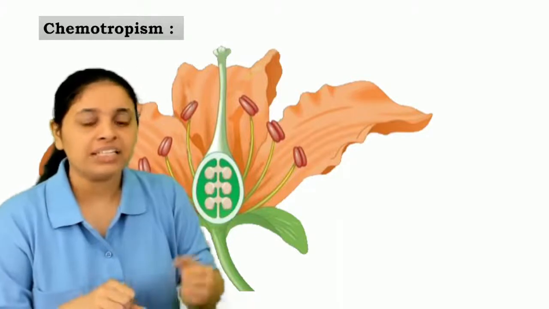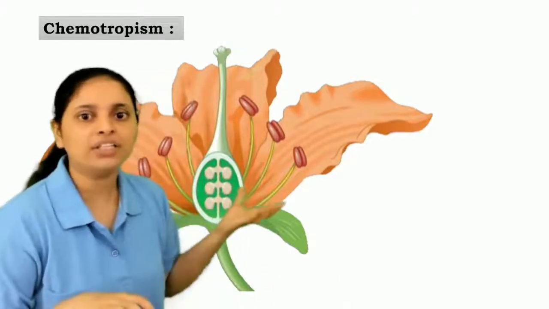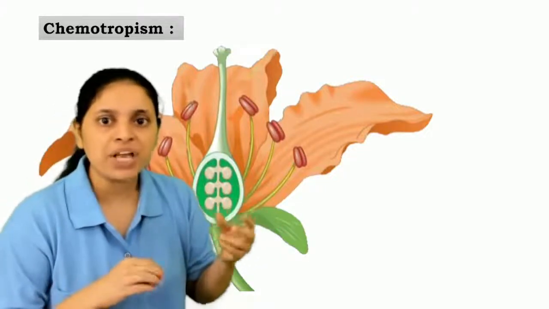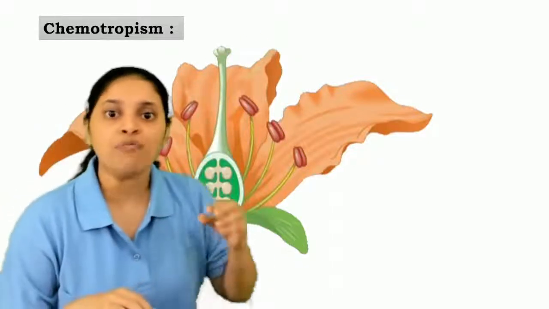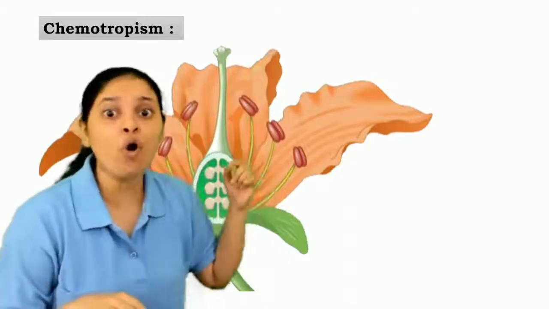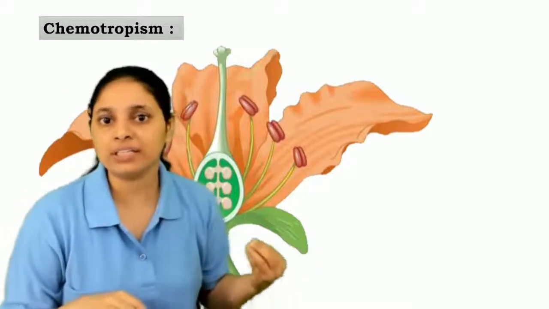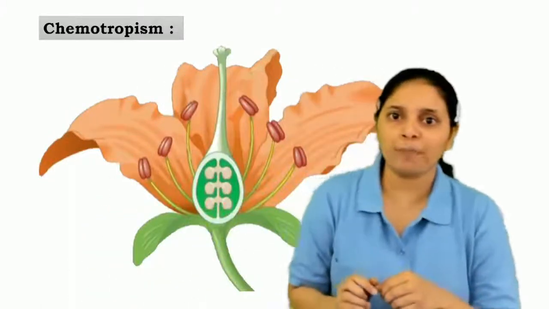And there are certain sweet chemicals which are secreted by the ovary. The ovary will release some chemicals. The pollen grain which is received by the stigma will grow a tube-like structure called the pollen tube. And this tube grows in attraction to these chemicals released by the ovary. So this will be a classic example of chemotropic movement.